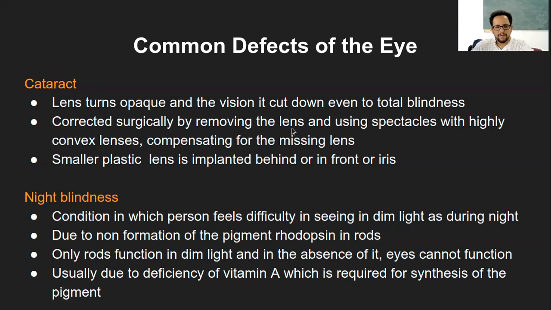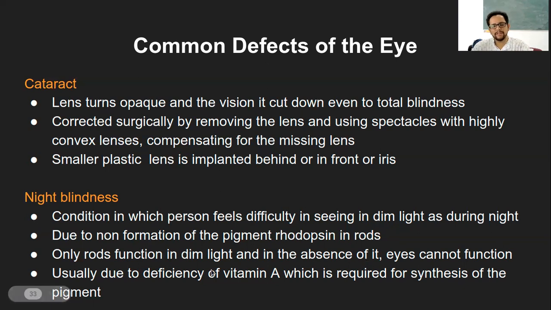Okay, so we will come to night blindness. You know what night blindness is. It is difficulty in seeing in dim light or during night especially, and this happens due to the non-formation of the pigment rhodopsin in the rod cells. Less rhodopsin means less reception of the signal from the dim light, so obviously a person won't be able to see. Only rods function in dim light, and in their absence, eyes cannot function.